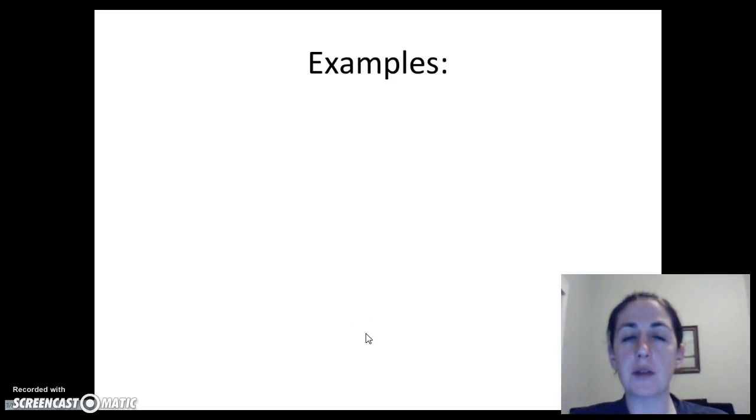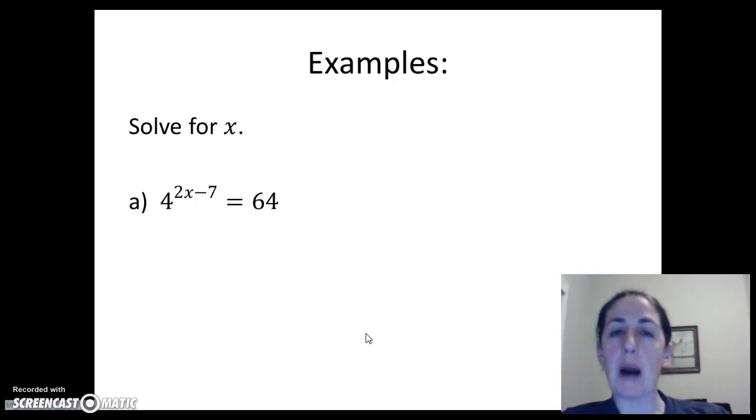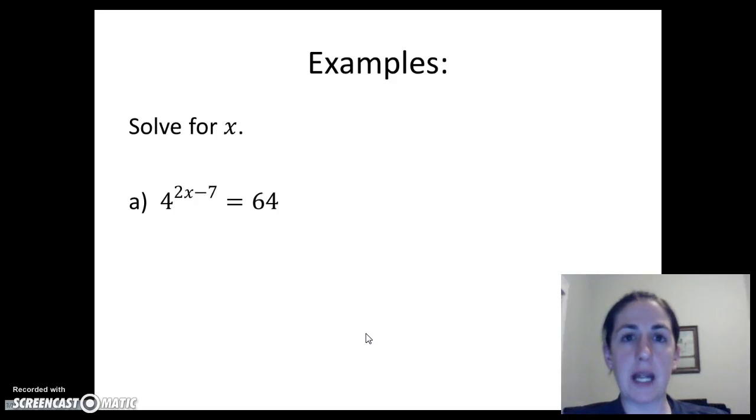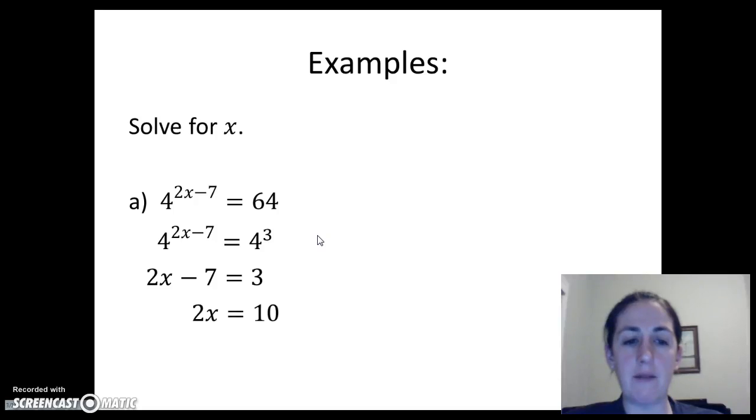So we'll start off with a few simplistic examples of solving exponential and logarithmic equations. For each of these, we're going to solve for x. So 4 raised to the 2x minus 7 equals 64. Think back to the one-to-one property. If a to the x equals a to the y, then x must equal y. So if we rewrite 64 as a base 4, which is 4 to the third, like bases set equal to each other, their exponents must be equal to each other. So we can set 2x minus 7 equal to 3 and solve for x. Add 7, divide by 2, and we get x equals 5.